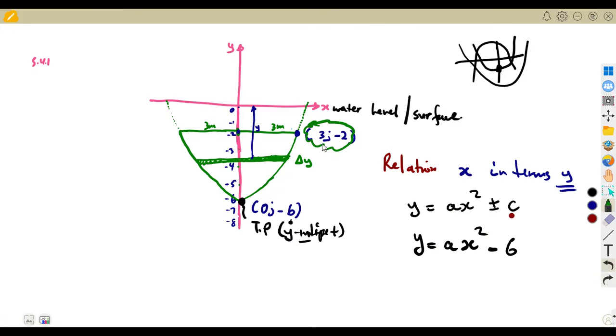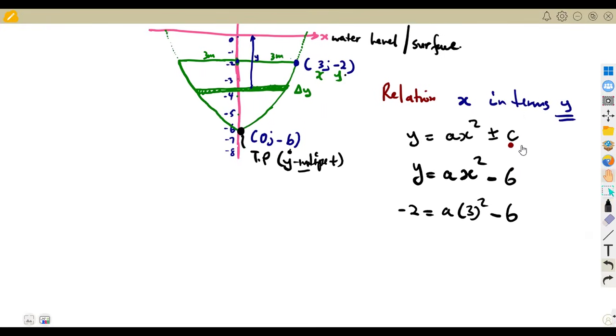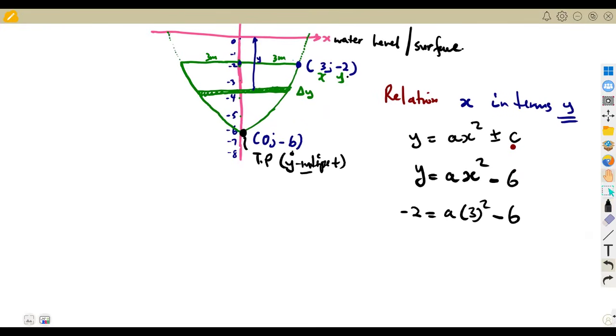So we have got the x value at 3 and the y value at minus 2. So the value of y there is minus 2, which is equal to a times x, whereby our x is 3. So that's going to be a times 3 squared minus 6. There we have to find the value of a. It's an equation, guys, that you're supposed to simply solve.